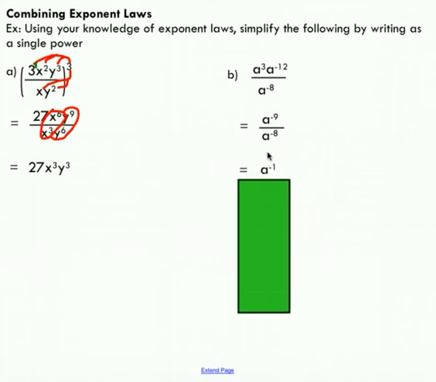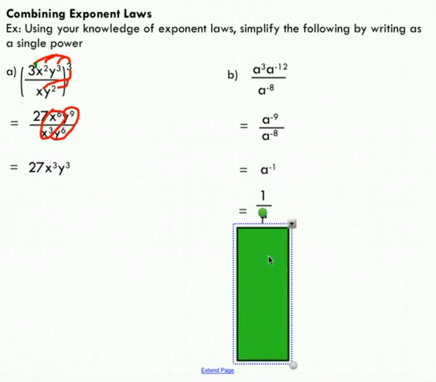And lo and behold, we have a negative exponent. We might as well write that as a positive power. It doesn't explicitly tell us to do that in the example, but it's good practice to write your powers with positive exponents. So remember, we can write it as a reciprocal and make that exponent positive. That'll just give us 1 over a.